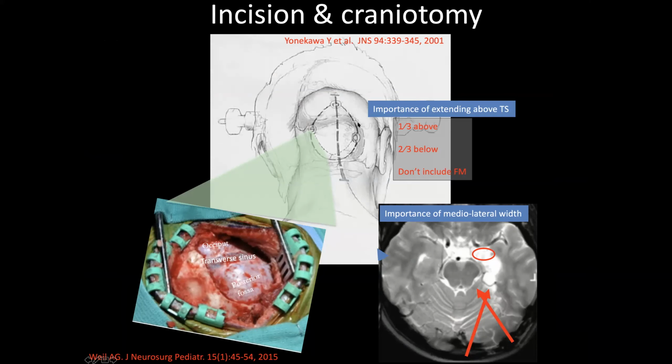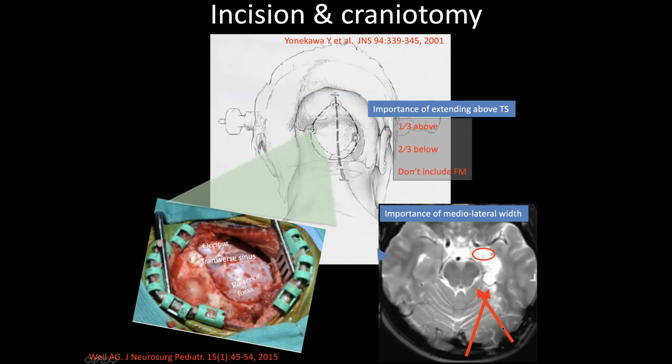Once the exposure is done, you want to do a craniotomy that is spanning the transverse sinus, one third above and two thirds below. You do not need to expose the foramen magnum in this approach. It is very important to achieve complete exposure of the transverse sinus, as I'll show in the following slides. It's also very important to perform a craniotomy that extends from the midline, so exposing up to the occipital sinus to the sigmoid sinus. This medial lateral exposure is very important.